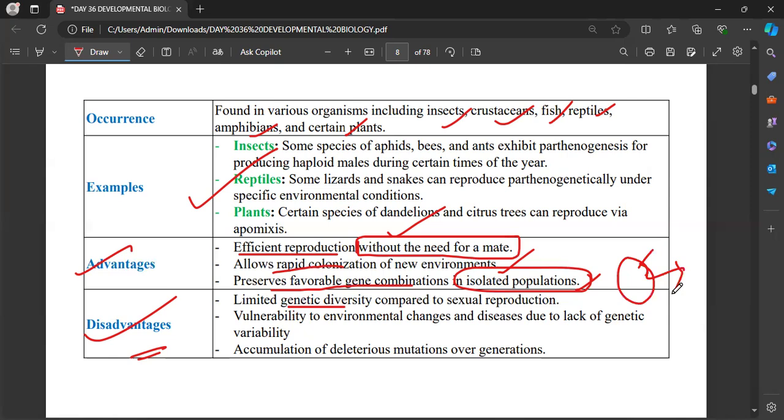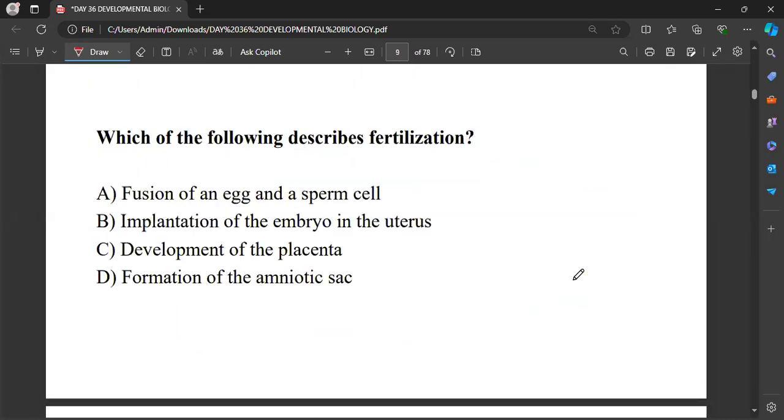If it is fused with the male, obviously that results in newer characters. But in parthenogenesis, we have little genetic diversity, at least, or no genetic diversity at all. It leads to vulnerability to environmental changes and diseases due to the lack of genetic variability. Also, there will be deleterious mutations over the generations. So these are all the disadvantages.